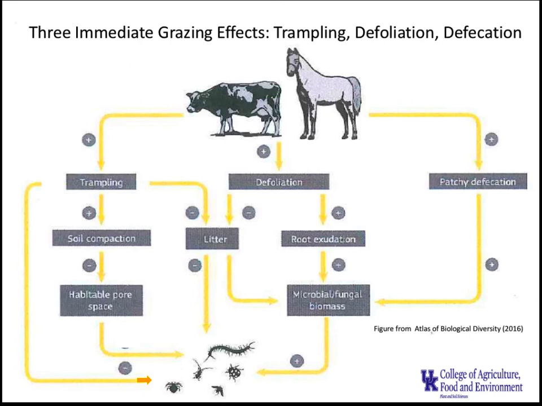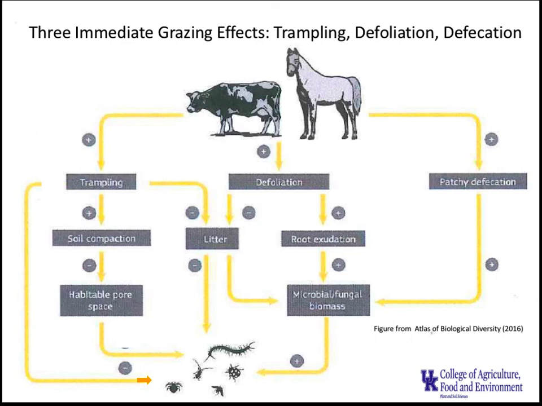You can manage animals as well, and that is actually going to have an effect on the microorganisms. There are three major grazing effects: trampling, defoliation, and defecation that are going to influence microbial populations. Now, trampling tends to be bad. It tends to be bad because it leads to soil compaction, and that means that you have less pore space. And the organisms in soil like to have lots of pore space, big pore space. So it reduces that, so overall it's going to diminish the number of macro, micro, and mesofauna.